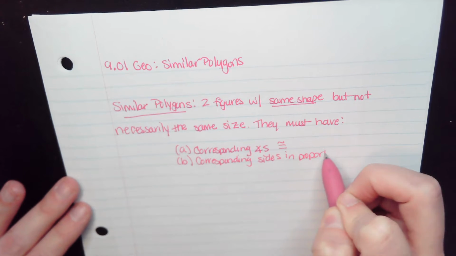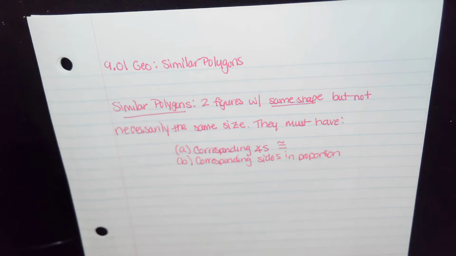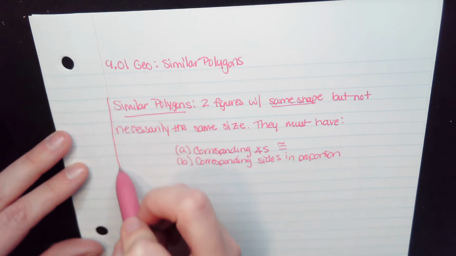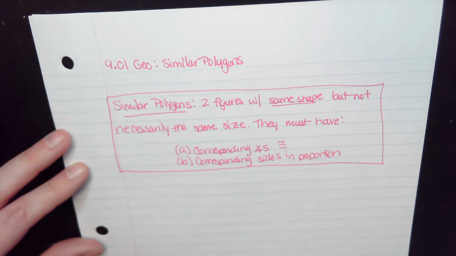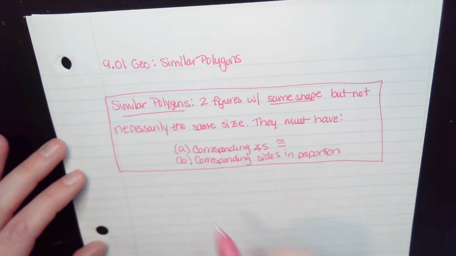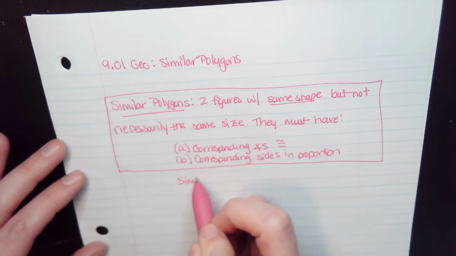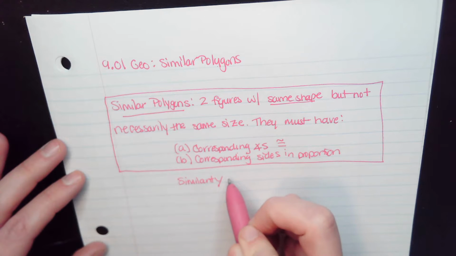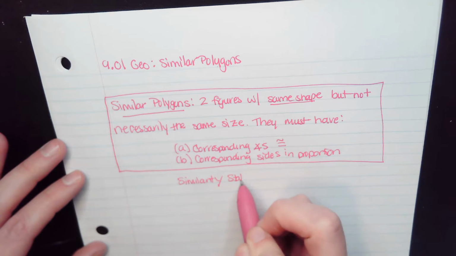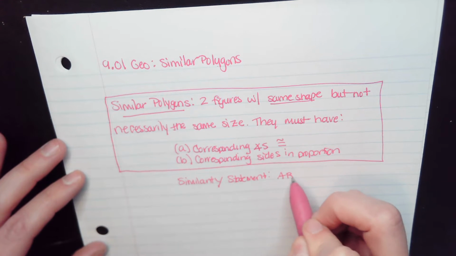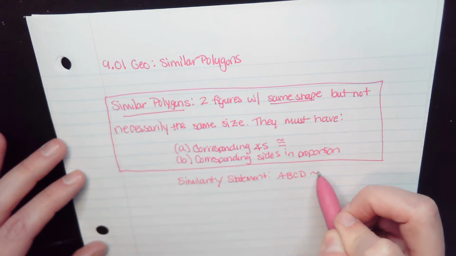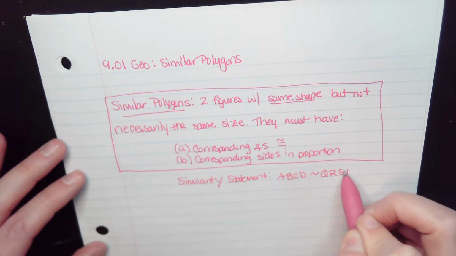So it's not just any two figures that are the same shape but different sizes that are similar. They have to meet these two really specific requirements. So we need to have all the corresponding angles must all be congruent and the sides must be in the same proportion. So I'm going to give you first a similarity statement, which, just like with triangles, is really important that you follow. So this is a quadrilateral. ABCD is similar to QRST.